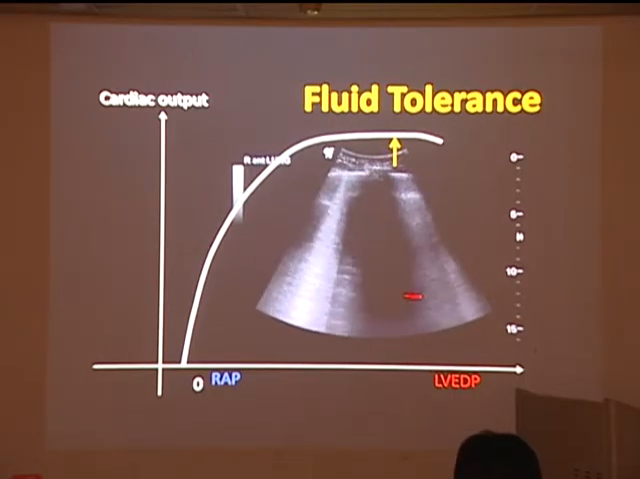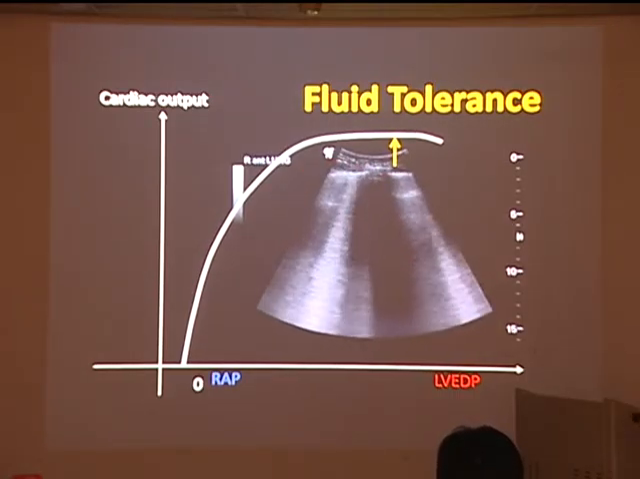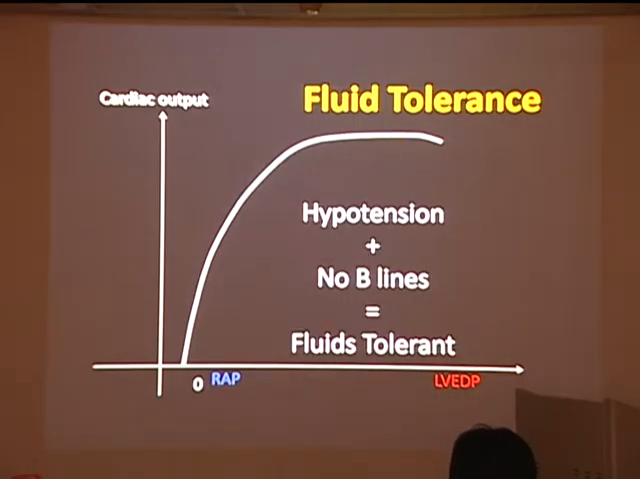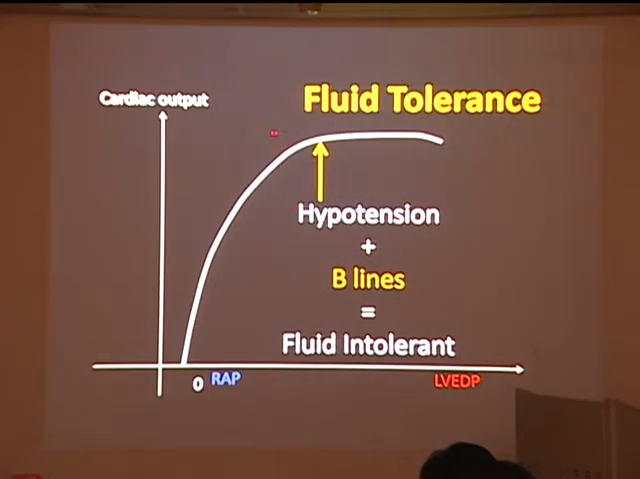So of course, if you continue to persist giving fluid, you will end up with massive pulmonary edema at some point. In other words, if you have a patient with hypotension and no B lines, this patient is considered fluid tolerant, and you will be able to give this patient fluid to improve the patient's blood pressure. If the patient has B lines, it's on here, fluid should be given cautiously if at all.